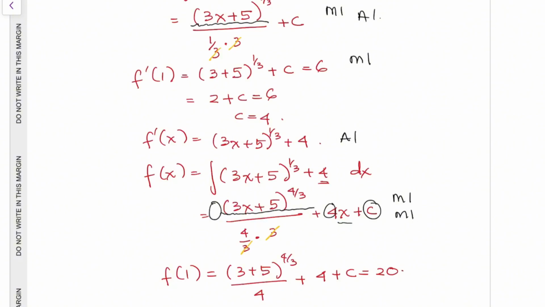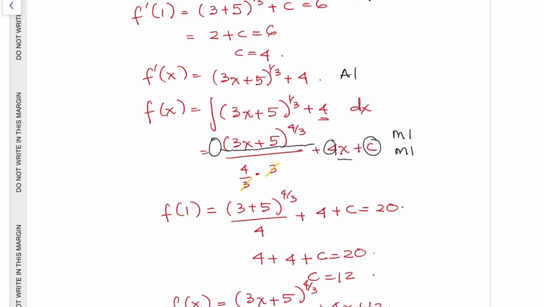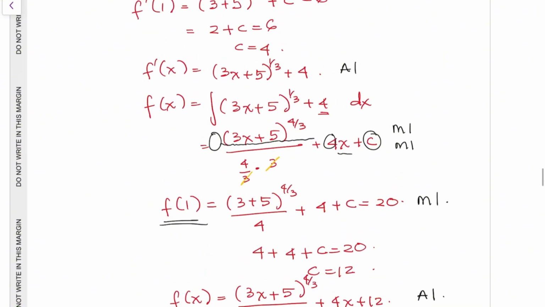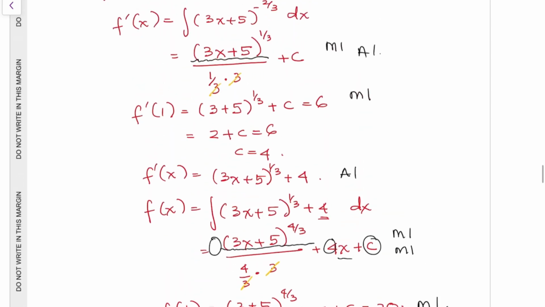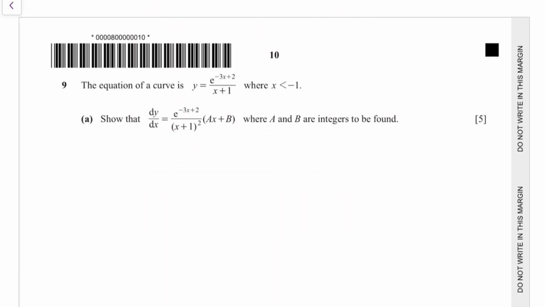The next mark is when you are able to equate this equal to 20, when you are using the idea that f(1) is equal to 20. That's another M1. And finally, when you are able to write f(x) equal to all these things accurately with your c equal to 12, then you will have an A1. Altogether, you have there 1, 2, 3, 4, 5, 6, 7, 8. Yep, 8 marks. Okay. Next, question 9.